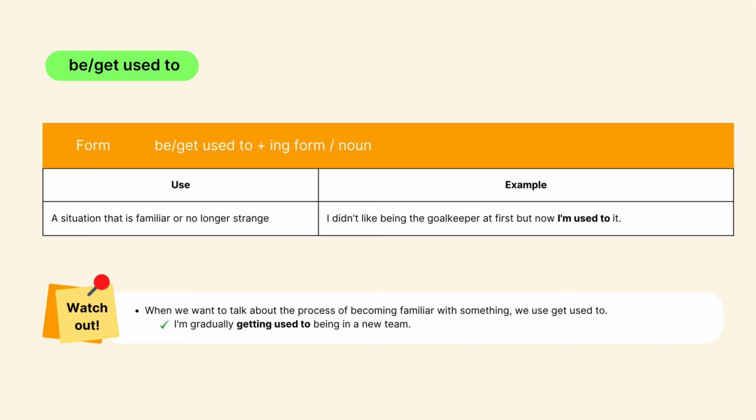Be used to, get used to. Form: be used to plus ing form or noun. Use. A situation that is familiar or no longer strange. Example: I didn't like being the goalkeeper at first, but now I'm used to it. Watch out. When we want to talk about the process of becoming familiar with something, we use get used to. I'm gradually getting used to being in a new team.